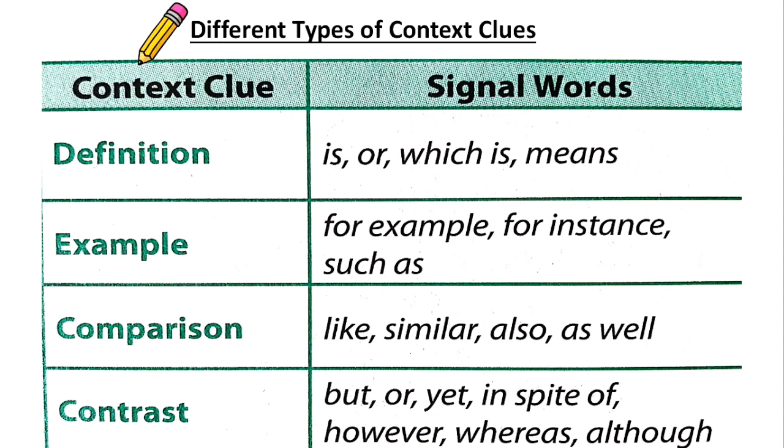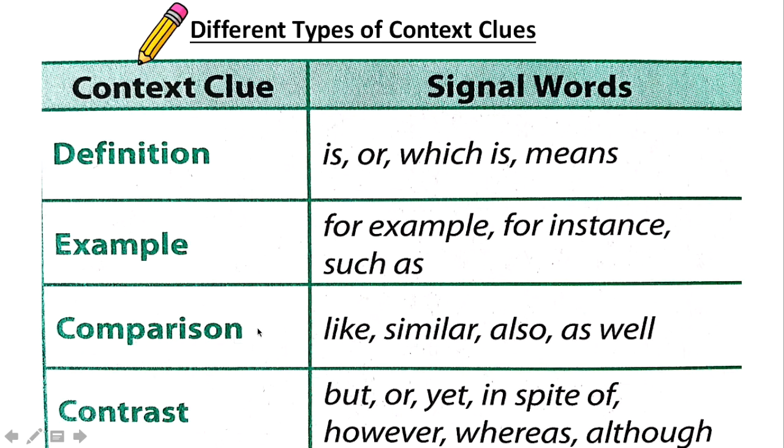The author will give you signal words to help you determine what type of context clue is being used. For example, if a definition is being used, some common signal words are is, or, which is, or means. If the author is providing you with an example of the word, they may use signal words such as for example, for instance, or such as.